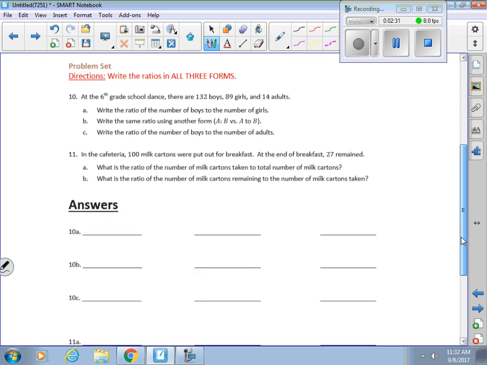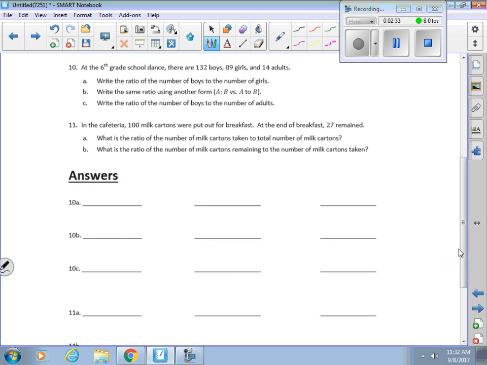First, question 10 says, at the 6th grade school dance there are 132 boys, 89 girls, and 14 adults. I hope you underlined that. Part A says, write the ratio of the number of boys to the number of girls. So you can tell me what they wrote for 10A. Cam.